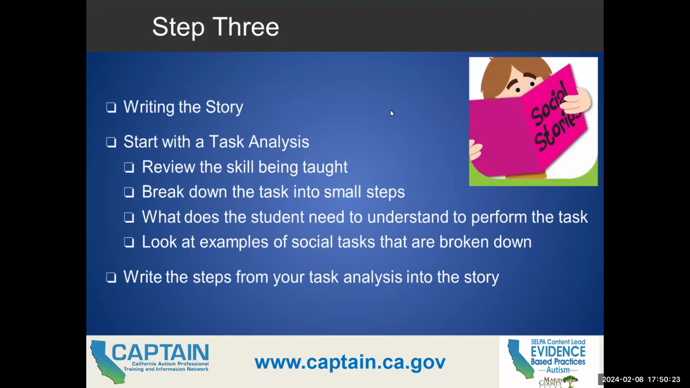And then we're going to write the story. So when we're writing down the story, we need to break down what the skill is. So I'm going to give an example. We're going to review the skill, break it down. What does the student need to understand to perform the skill? And then we're going to look at examples of social tasks that are broken down, right?